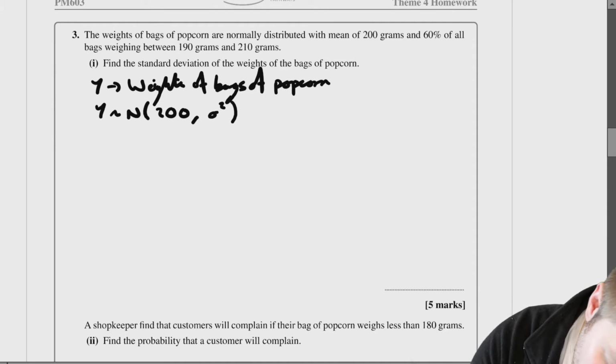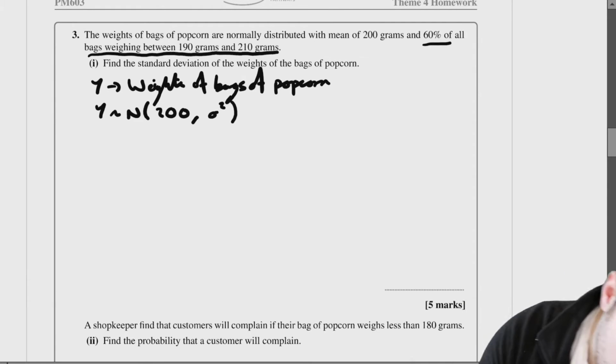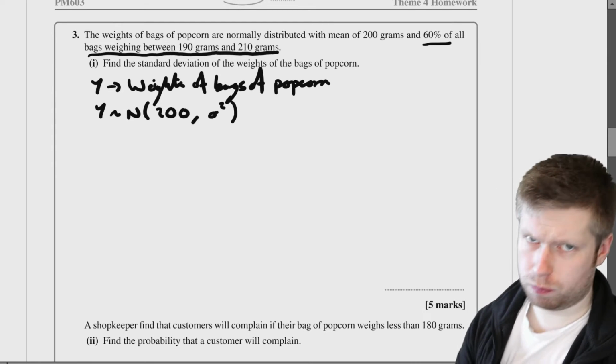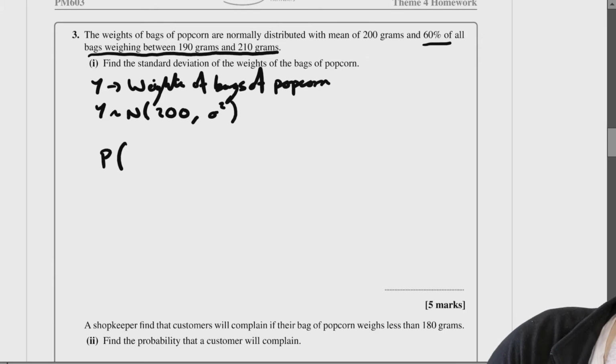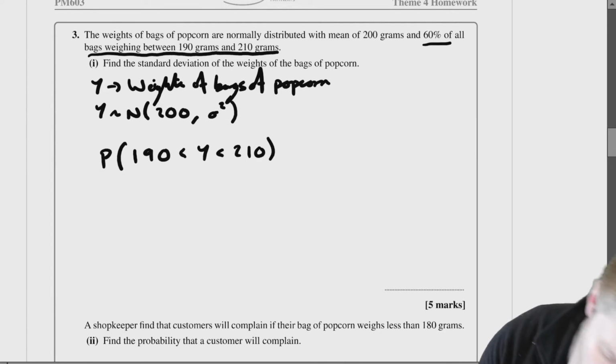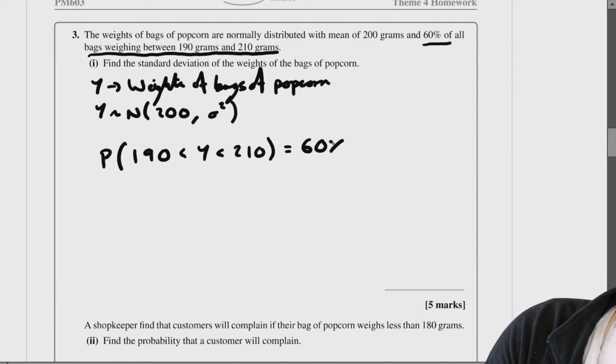Now, we're also told that 60% of all bags weigh between 190 and 210 grams. So in other words, if I pick out a bag of popcorn, the probability that this bag of popcorn weighs between 190 and 210 grams should be equal to 60%. That's literally what that means.